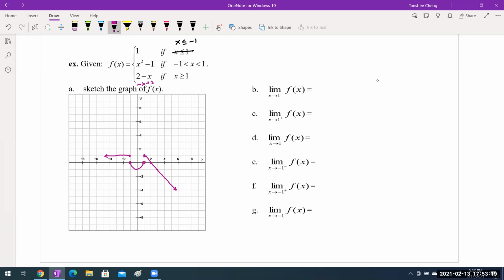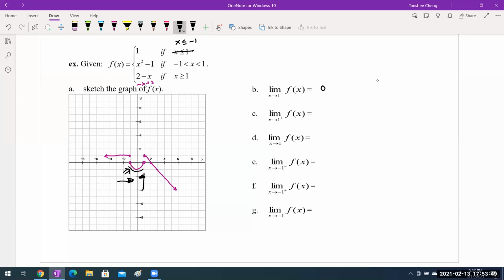So now for part B, we want to find the limit as x approaches 1 from the left-hand side. From the graph that we drew, we are looking at x approaching 1 right here, but from the left-hand side, so I will be using this portion of the graph. So as x gets closer and closer to 1 from the left-hand side, we are getting closer and closer to the value 0.